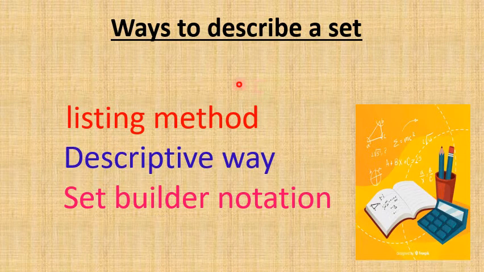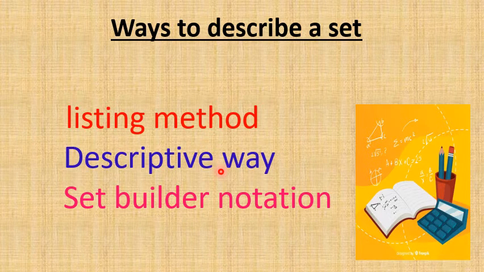Now students, there are three ways to describe a set. Number 1, listing method. Number 2, descriptive method. And number 3 is set builder notation form. Listing method means that we are going to list the elements and enclose them within curly brackets. If I ask you to write the first 5 natural numbers, how will you list them? You will write them 1, 2, 3, 4, 5 and place them within curly brackets. So this is the listing method.